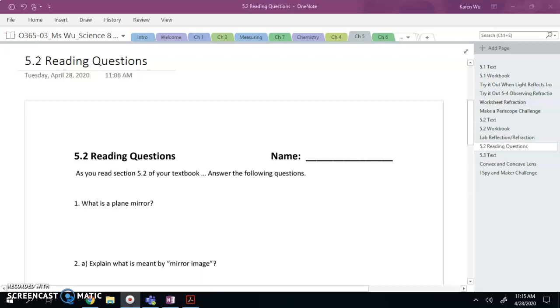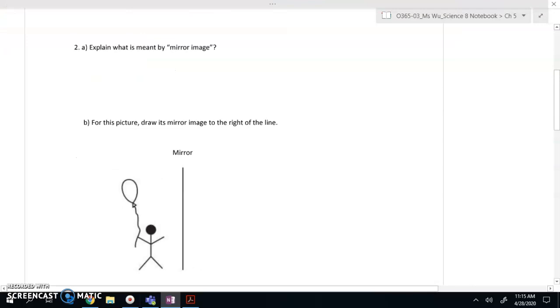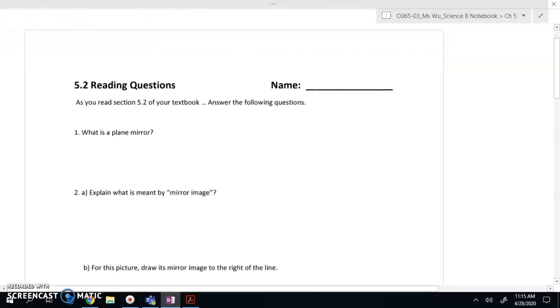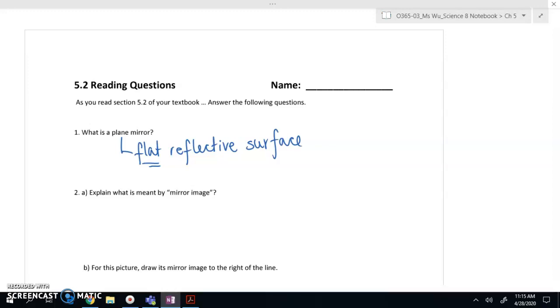Question number 1, what is a plane mirror? Let me just make this a little bit bigger on my screen. So we don't mean an airplane, we mean like a flat, right? So it's a flat reflective surface. So here, keyword here being flat, right? Not a curved mirror.